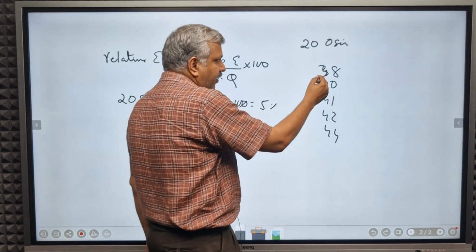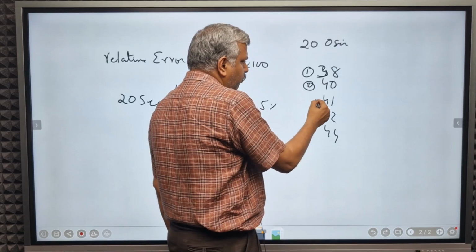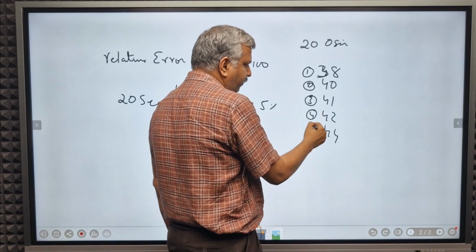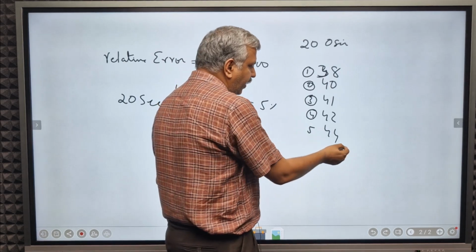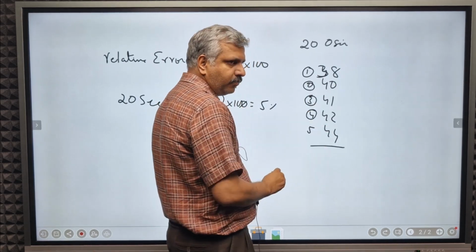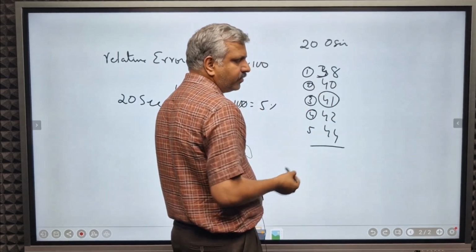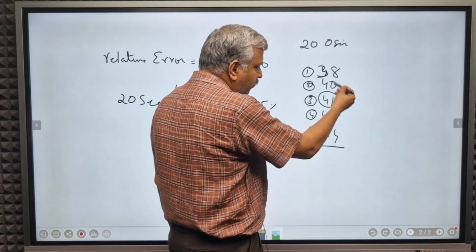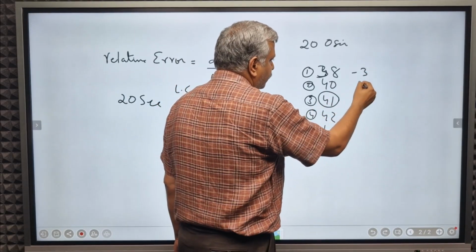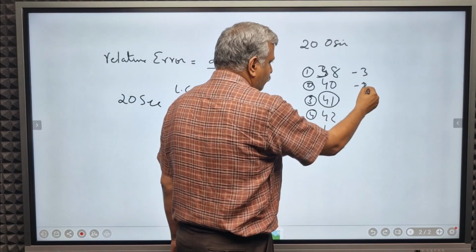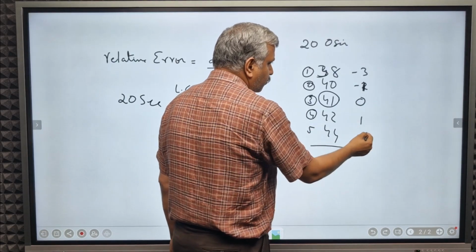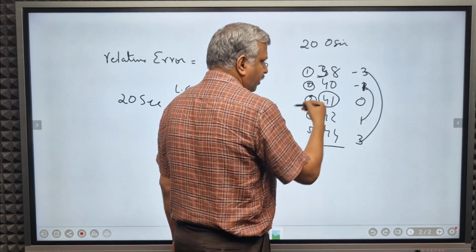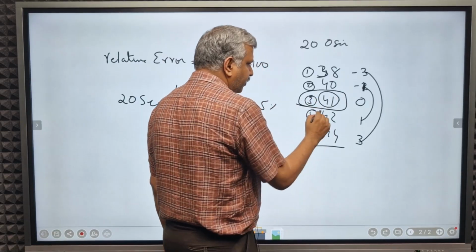So for 20 oscillations, in 5 readings, I have measured this. So let me find the average. To find the average, don't add all the numbers. Just assume one number is the average. From here you see how much is the deviation. This is minus 3, minus 1, this is 0, this is 1, and this is 3. So these two will cut off. So 41 is the average.